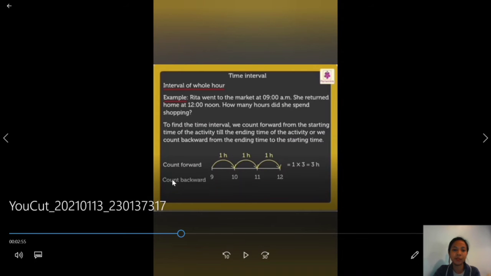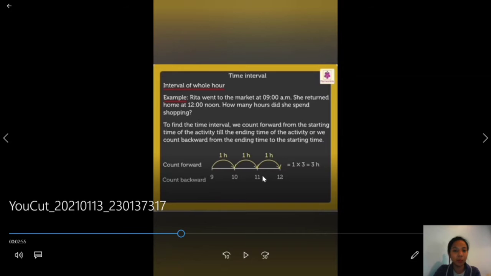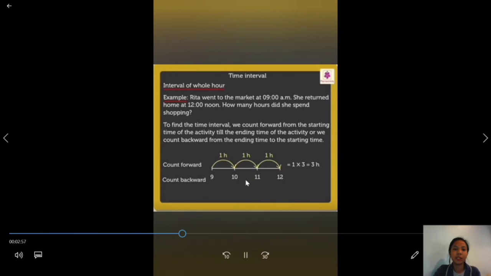Before I forget, what about if it's backward? This one is forward. Backward is from the ending time to the starting time. So what time did she end? It's 12 noon, right?